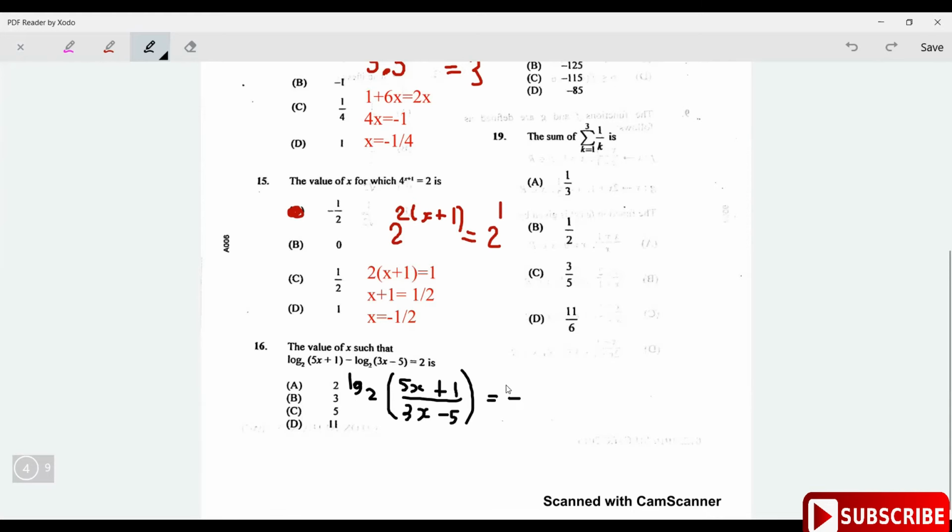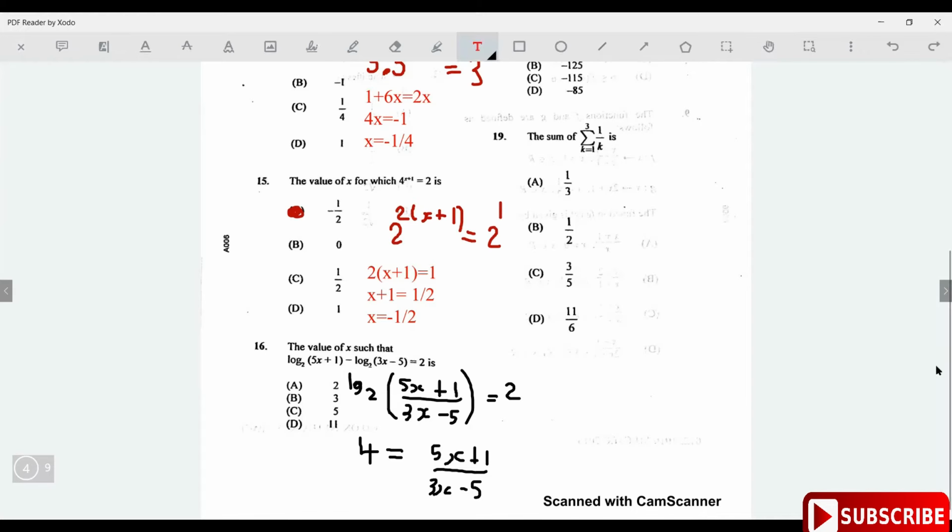Now by laws of logarithm, what we then know is that 2 to the 2 is 4, and so 4 is equal to 5x plus 1 over 3x minus 5. That's what we know. So now we can go ahead and solve for x. Solving for x, we're going to have 4 times 3x minus 5, and that is equal to 5x plus 1.